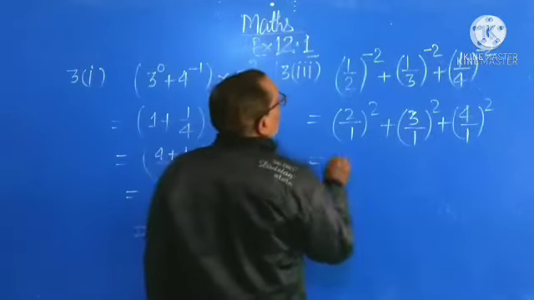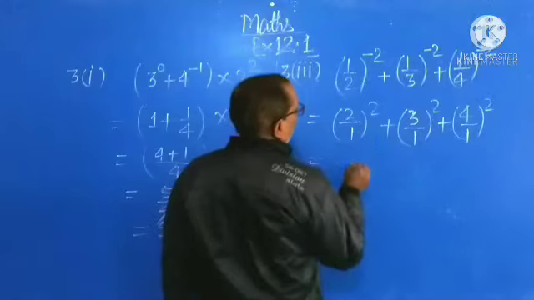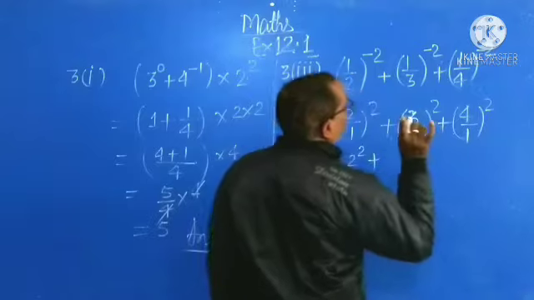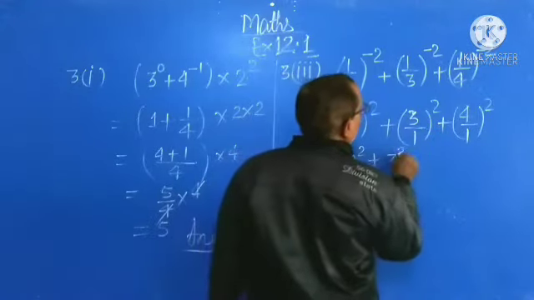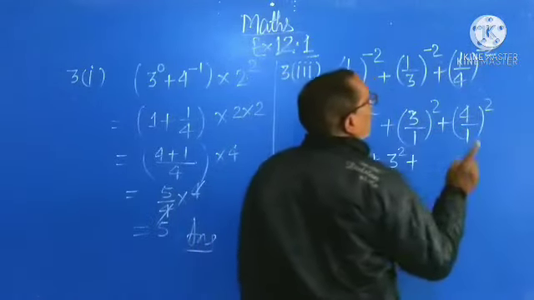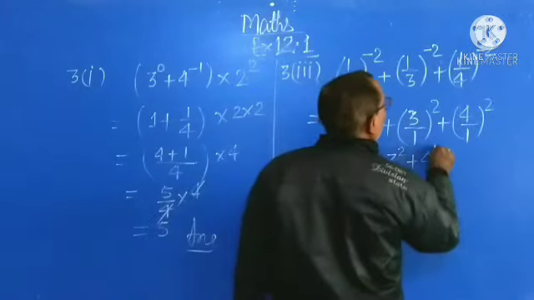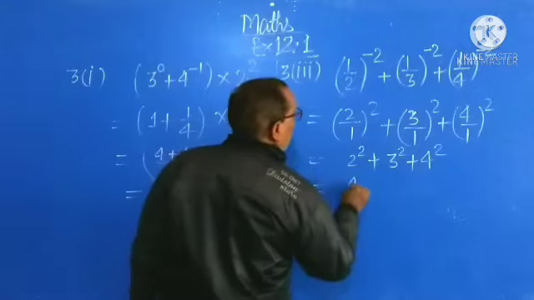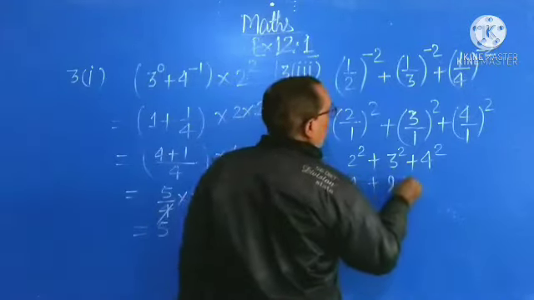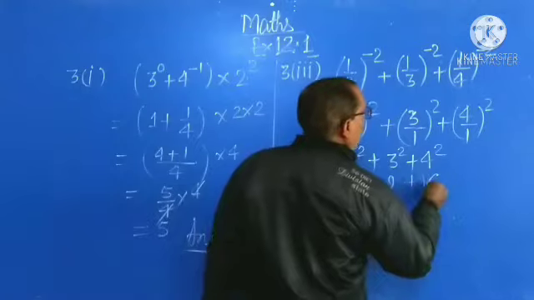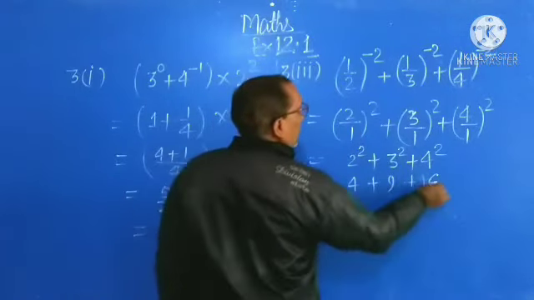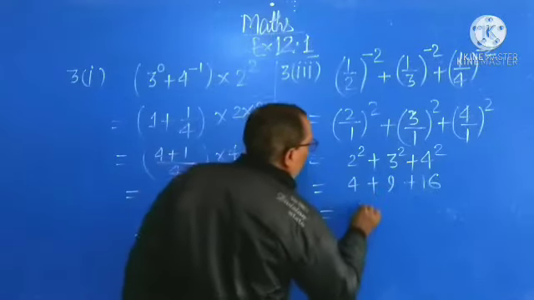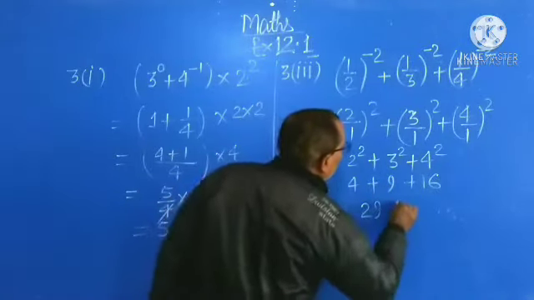Then 2 by 1 that is equal to 2, means 2 square, plus 3 upon 1 that is equal to 3 square, plus 4 by 1 that is equal to 4 square. The value of 2 square is 4, 3 square is 9 and 4 square is 16. You get 16 plus 9 is 25, and 25 plus 4 is 29. It is your answer.